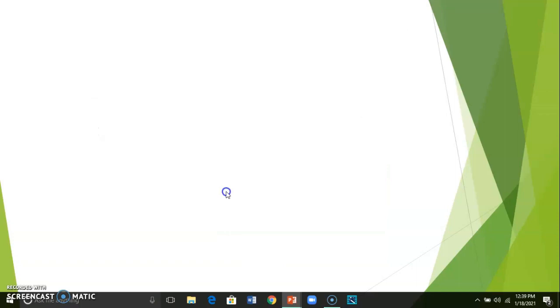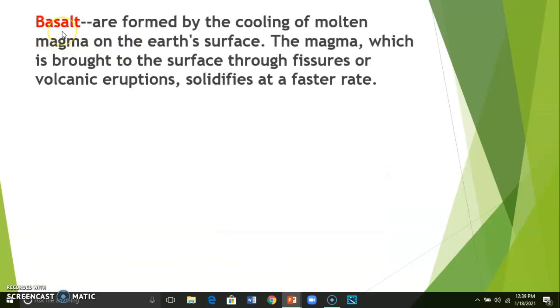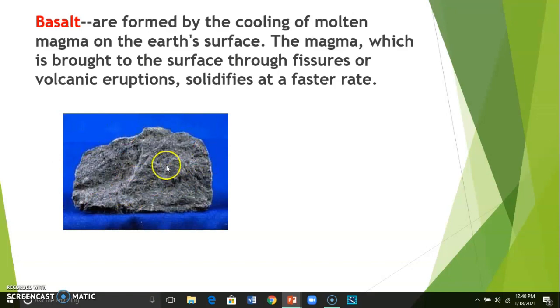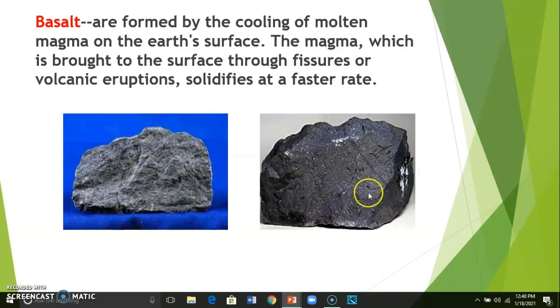Then another one is the basalt. We will read it together. Basalts are formed by the cooling of molten magma on the Earth's surface. The magma, which is brought to the surface through fissures or volcanic eruptions, solidifies at a faster rate. So this is the example of the basalt. You can see this one also. Collect it, write the name, and also send a picture.